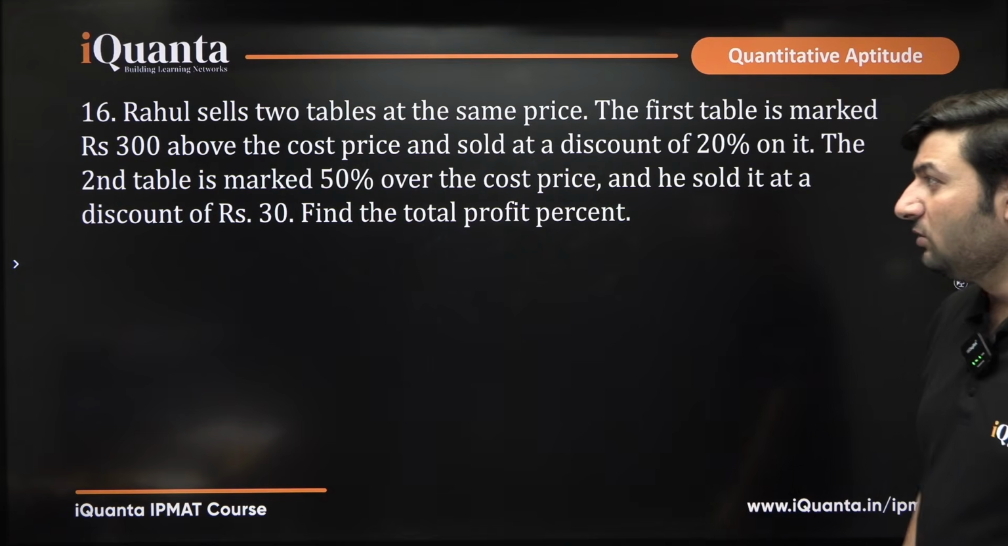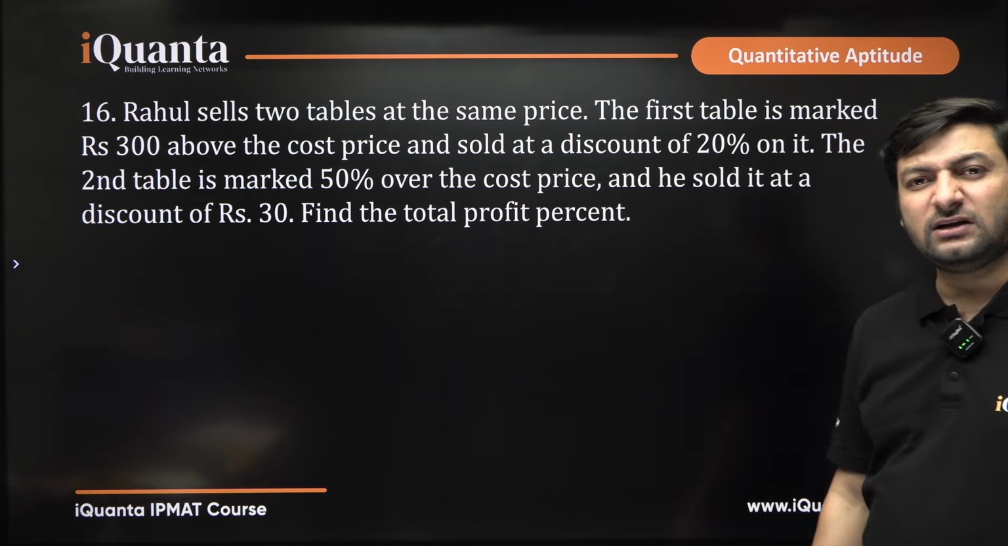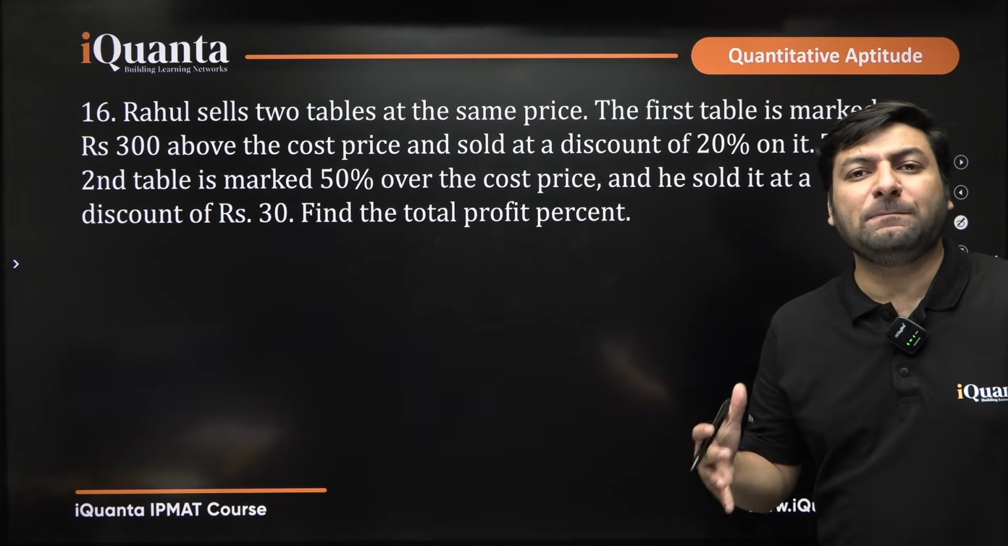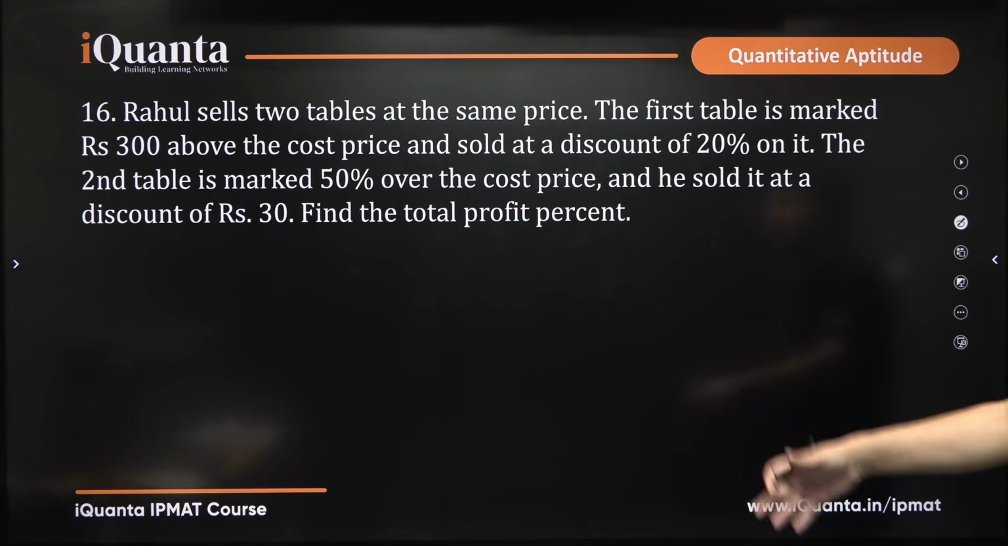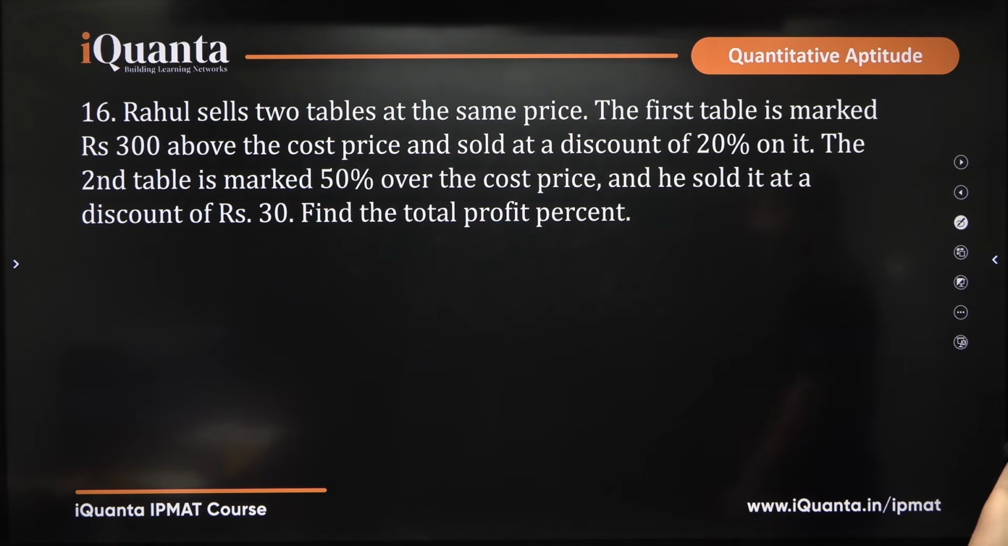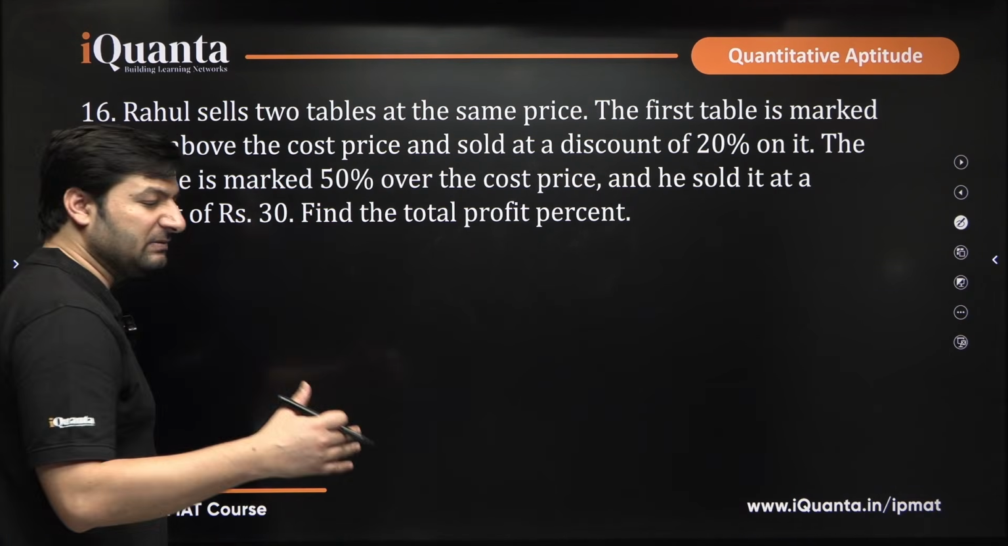Okay. Rahul sells 2 tables at the same price, that means SP is the same. The first table is marked rupees 300 above the cost price and is sold at a discount of 20% on it. You know that discount is given on MP, mark price. The second table is marked 50% above the cost price and he sold it at a discount of rupees 30. Find the total profit percent. I hope you know the relation between SP, CP, MP, discount, everything.